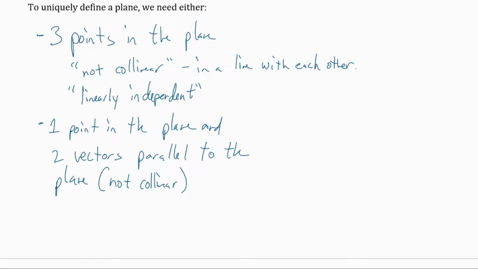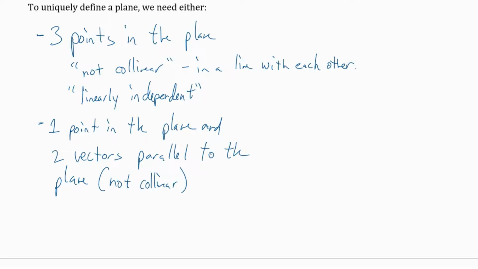You could define planes with lines. Lines are not the same as vectors. Okay, so 2 vectors and a point, 2 linearly independent vectors and a point, will define a plane. But as well, 2 lines that are not collinear or not coincident will define a plane. 3 points define a plane. There are other ways, but these are the 2 main ways that we're going to look at that will define a plane.